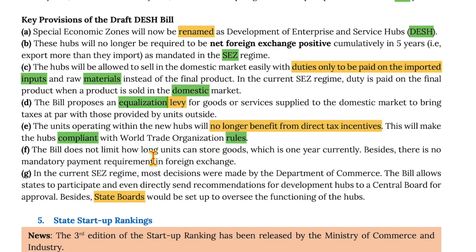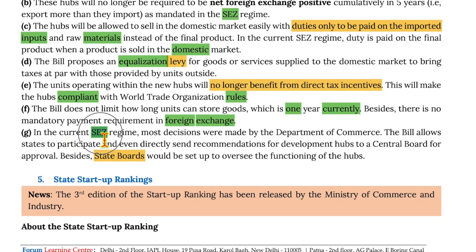The bill does not limit how long units can store goods, which is 1 year currently. Besides, there is no mandatory payment requirement in foreign exchange. In the current SEZ regime, most decisions were taken by the Department of Commerce. The bill allows states to participate and even directly send recommendations for development hubs to a central board for approval. Besides, boards will be set up to oversee the functioning of the hubs.